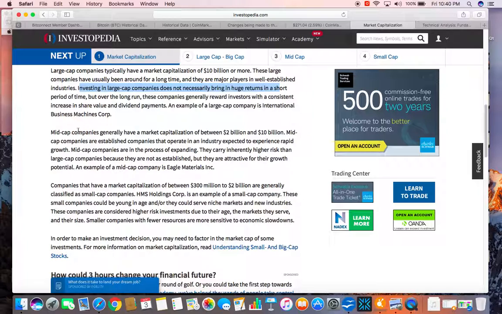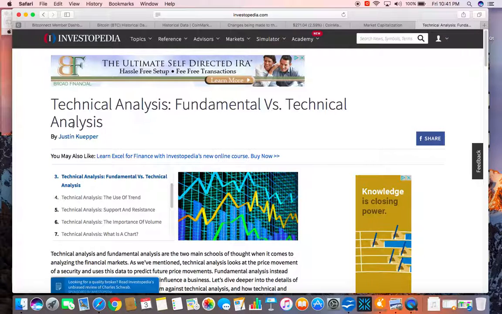Then it talks about the mid cap companies, then gives an example of a small cap company. According to this, small cap companies are considered higher risk investments due to their age. I'm not going to disagree with the definition. I'm telling you from my years and decades of experience with the stock market, I have done technical analysis and fundamental research into my investments. You could Google this, read up on it, and the best thing you could do for yourself is educate yourself.